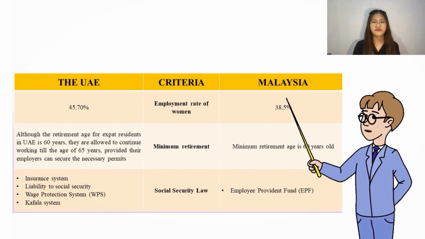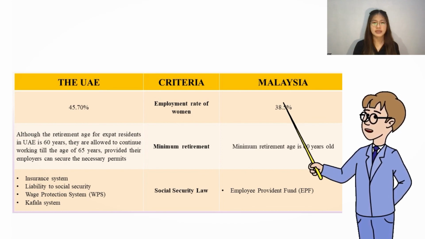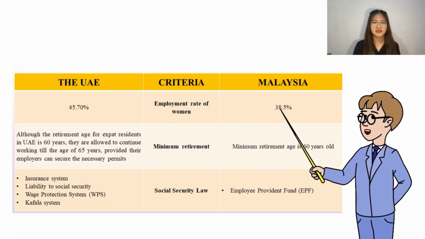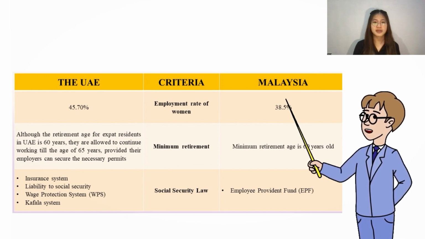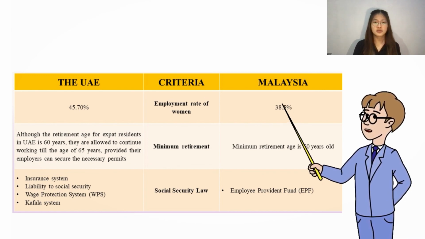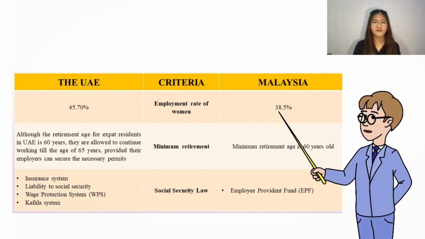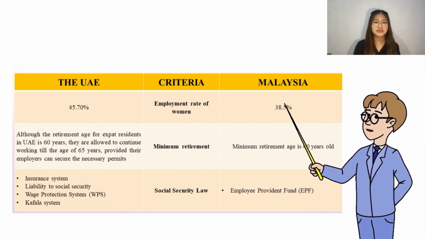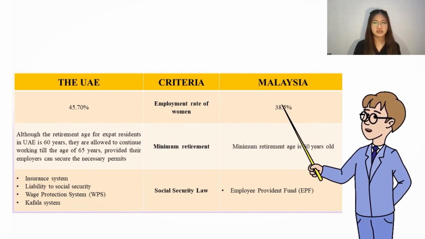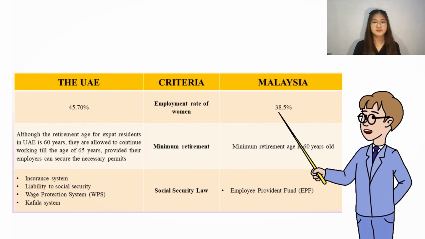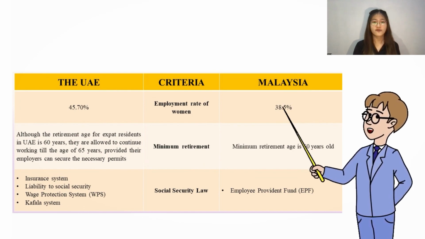The Employees Provident Fund (EPF) is a federal statutory body under the purview of the Ministry of Finance. It manages the compulsory savings plans and retirement planning for private sector workers in Malaysia. While in the UAE, there are 4 systems that can be noted by the employees to ensure their rights and benefits, including the insurance system, liability to social security, wage protection system (WPS), and kafala system. That's all from us. Thank you.